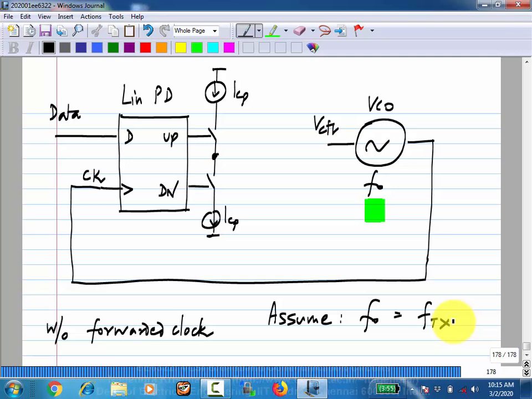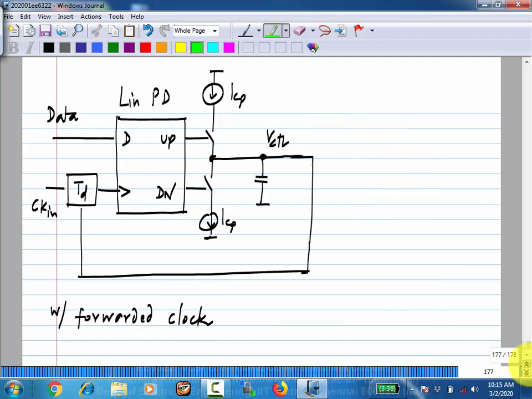We have to generate the clock here and adjust its phase. So the next thing is, how should we generate this control voltage? Now let me look at the system I have here. I know that this works, right? This is the case with the forwarded clock works.